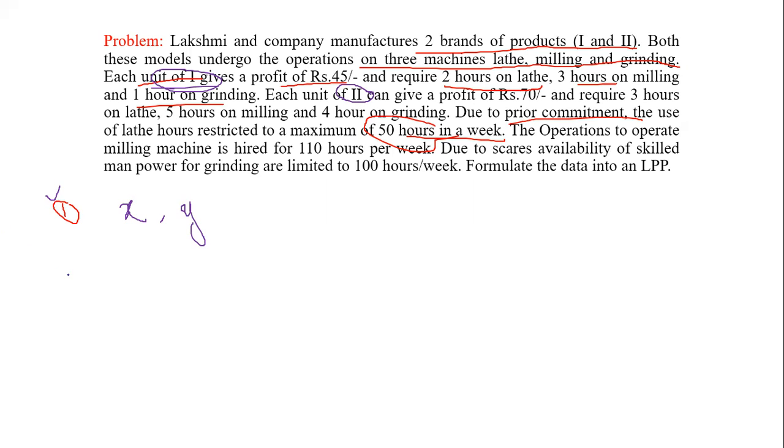Now the second one, we have to write the objective function. Now what is the objective here? So what information we have? We have profit information. So let me take another color. We have profit information.